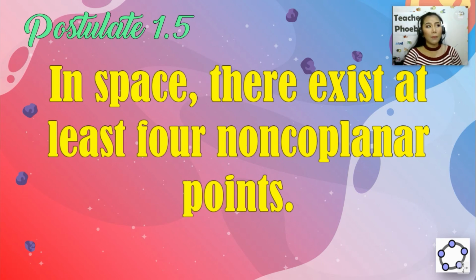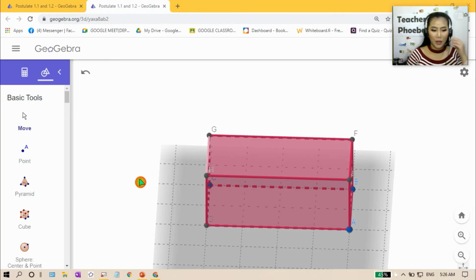So para makabuo tayo ng space, kailangan natin ng apat na non-coplanar. When we say non-coplanar, yung points daw natin na yun ay wala mismo sa plane na yun. Kumbaga, hindi sila nakahiga doon sa isang plane. Right? So, let's head on to the explanation using GeoGebra software. Okay, so there we go.